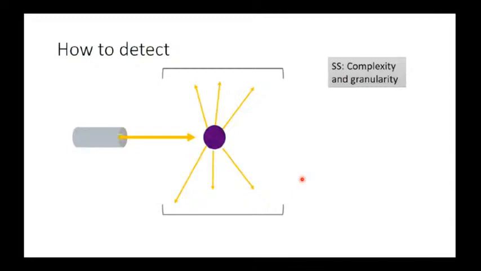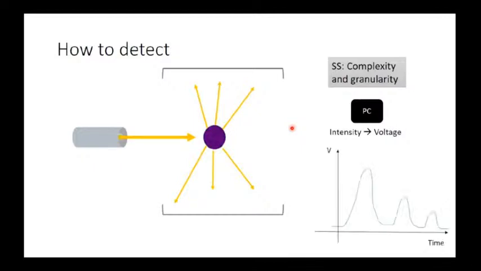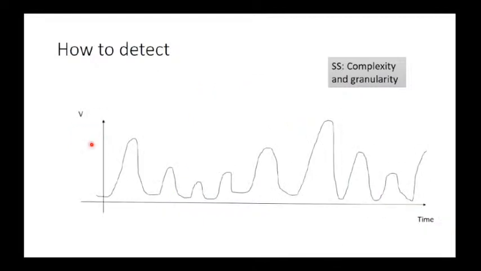Similarly to what we saw in forward scattered light, the detectors are connected to the PC, which is going to convert the intensity of the light into voltage, and then I'll get something similar to this. So the side scattered light data will be similar to the forward scattered light data. The complex cells will give me a high peak, and the simple cells will give me a small peak.